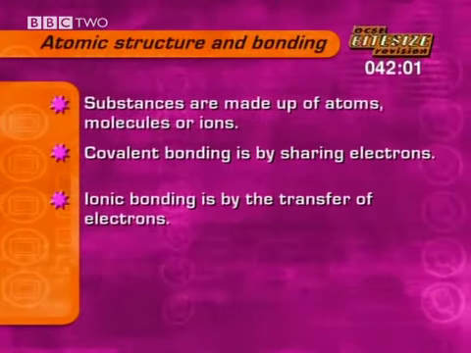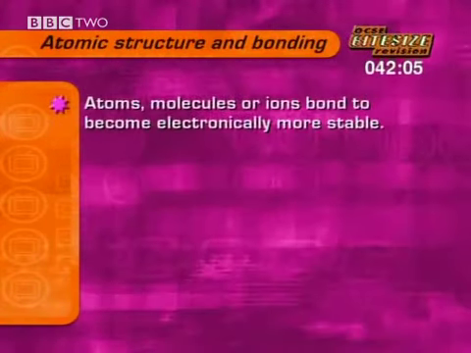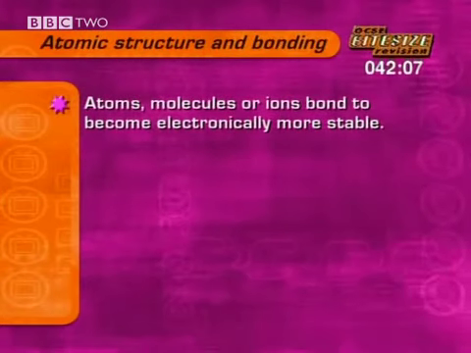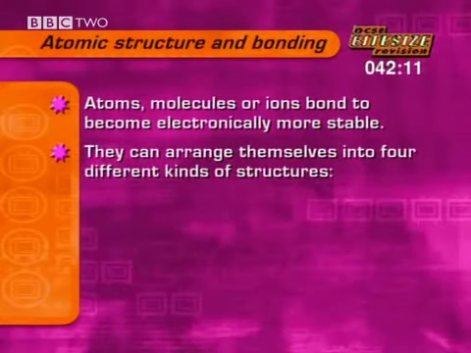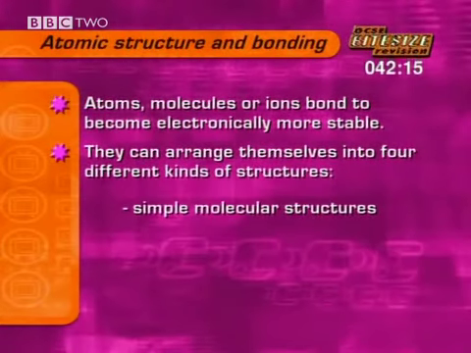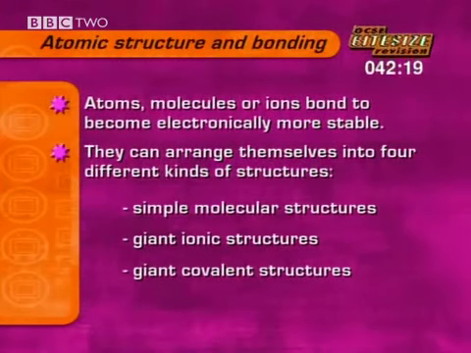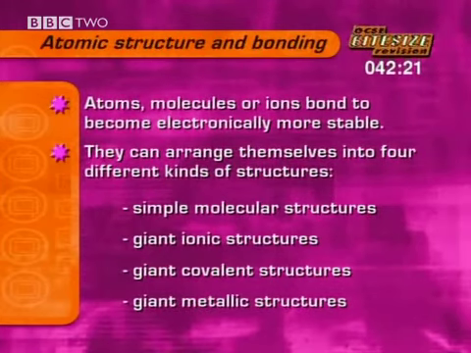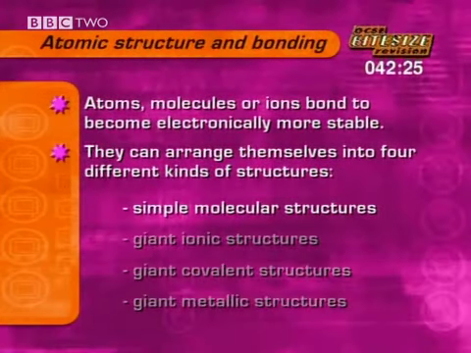For the higher tier, you need to know a bit more. Atoms, molecules or ions bond to become electronically more stable. They can arrange themselves into 4 different kinds of structures: simple molecular structures, giant ionic structures, giant covalent structures, and giant metallic structures. First, simple molecular structures.